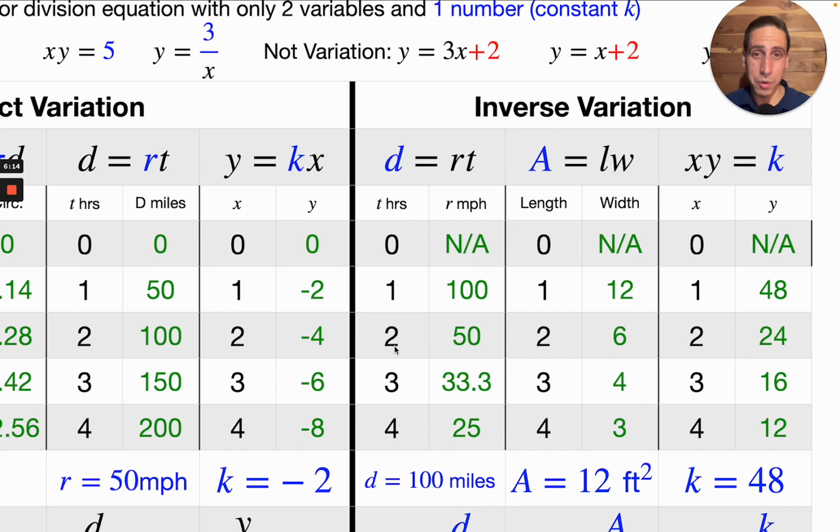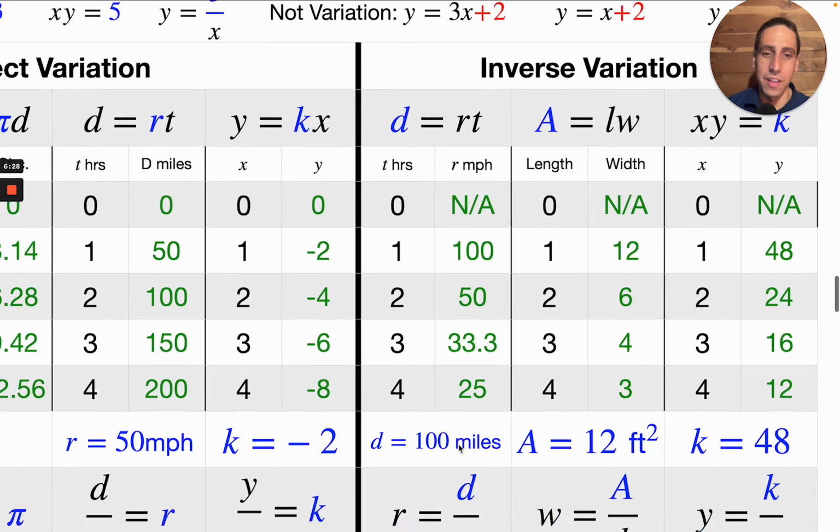Or we could be a little bit more reasonable and take it in 2 hours. If you wanted to do this 100-mile trip in 2 hours, then you can see you'd need to go 50 miles an hour. If you want to take 3 hours, then that'd be 33 miles an hour. 4 hours, 25 miles an hour.